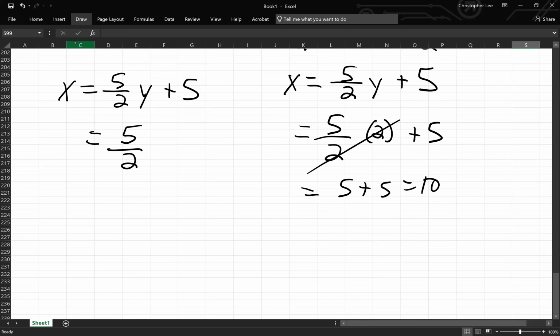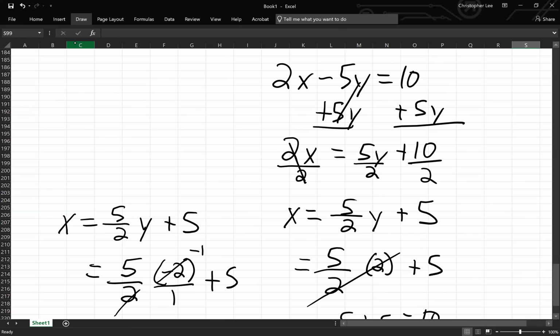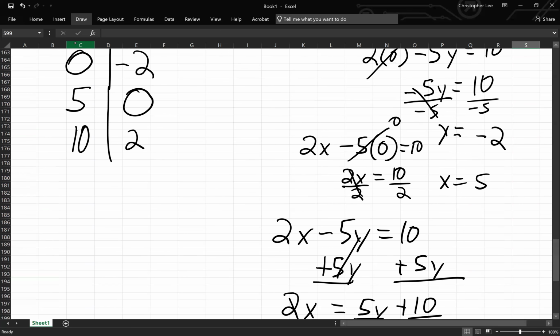I got 5/2 times -2/1 plus 5. You already know what's going to happen. 2 and 2, this becomes -1. -1 times 5 is -5 plus 5, which is 0. Very good. So x is 0 and y is -2.